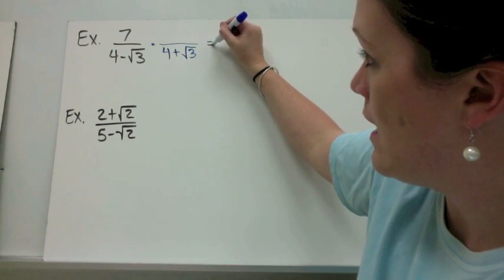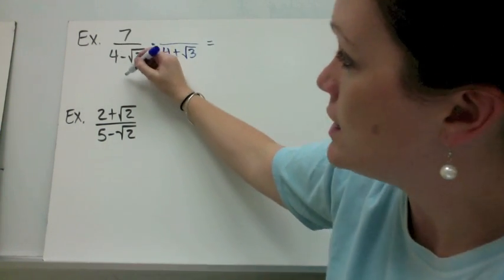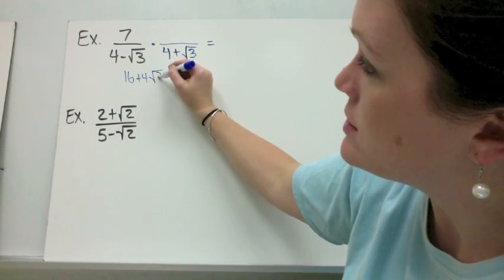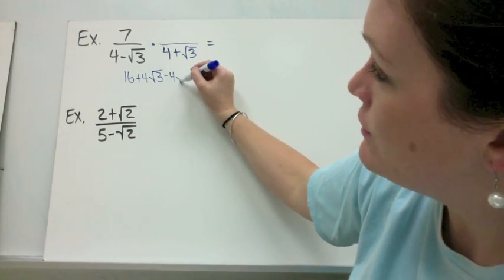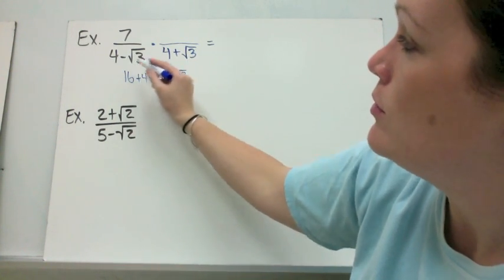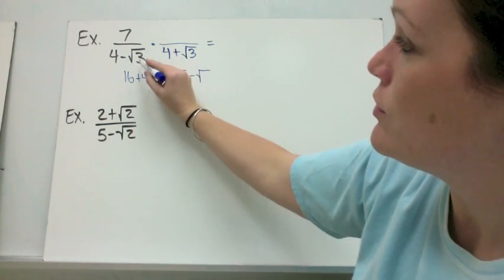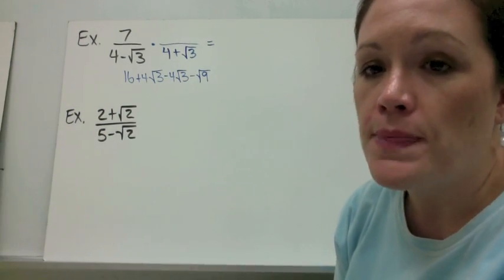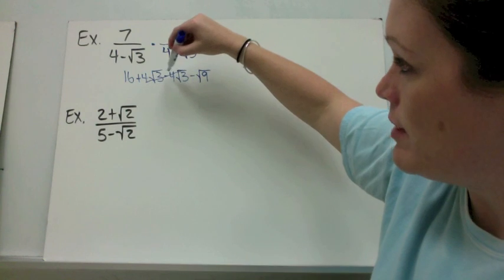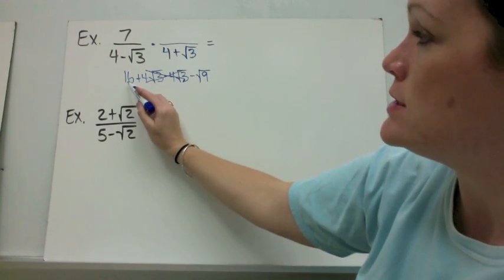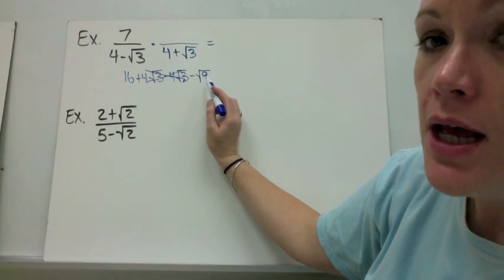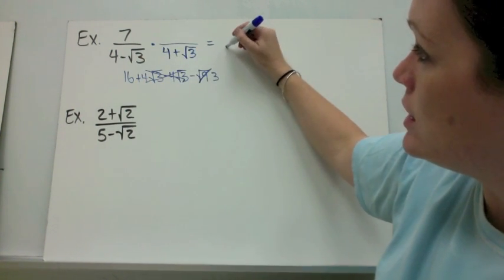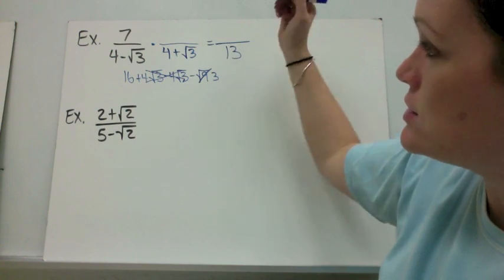Let me show you. So if we were to FOIL this out, we get 16 for the first term. We get 4 square root 3 for the outside term. We get negative 4 square root 3 for the inside term. And we get minus the square root of 3 times the square root of 3, which is the square root of 9, for the last term. And so you can tell right there, my middle terms will cancel out, and I end up with 16 minus the square root of 9. And the square root of 9 is equal to 3. So 16 minus 3 comes out nice and even as 13.